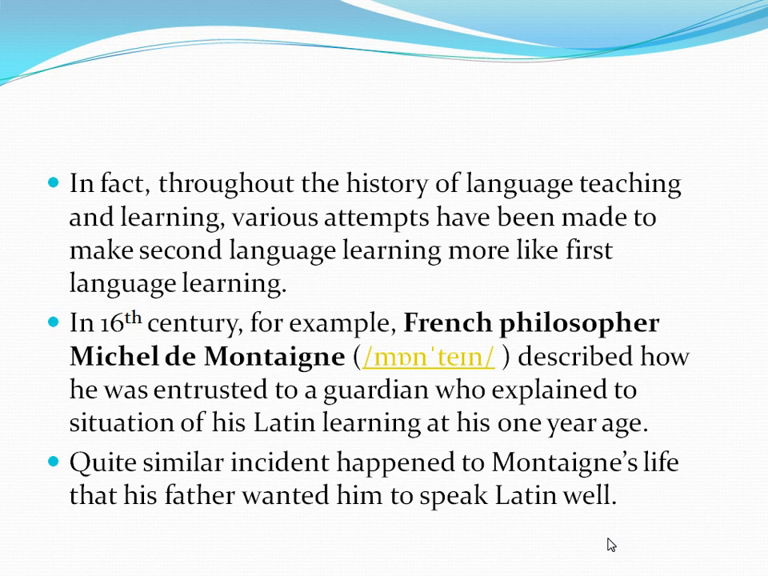And that was the concern of scholars and linguists from the first half to the second half of the 19th century. In the 16th century, for example, French philosopher Michel Montaigne described how a guardian was instructed to explain the situation of his Latin learning at his own ear. Actually, Montaigne explained in an essay what the situation of first language learning was. I have said that accuracy was there. That means the guardian, you have to learn English.